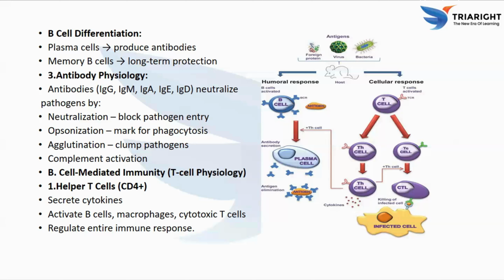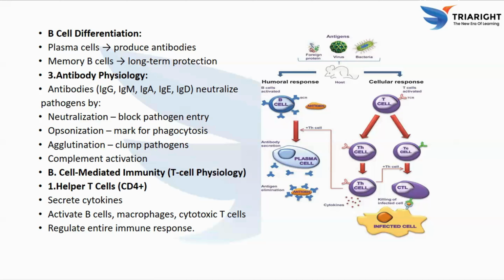So helper T cells. These are the command cells of the immune system. They do not kill directly, but they coordinate the entire immune response. So what are the functions of the helper T cells? They secrete cytokines. So they are the chemical messengers that guide other immune cells.